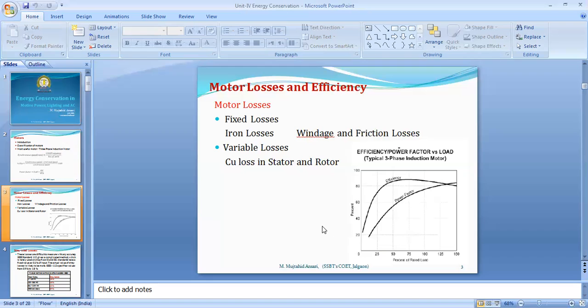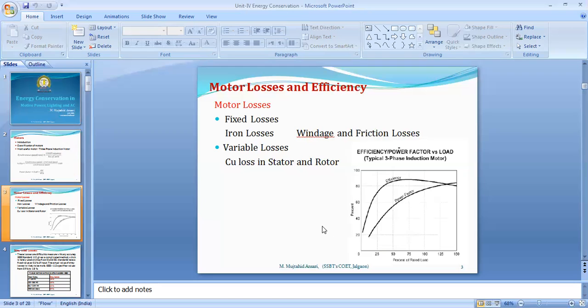And the second part, which is constant, is the windage and frictional loss. Since the motor speed is constant, if you are using it for a constant speed application, the speed of the motor is constant, so we consider the frictional and windage losses as constant. So the fixed loss is irrespective of the load condition, whether it runs under no load condition, full load condition, or any load in between, the losses remain the same. It is the iron loss, windage and frictional loss.